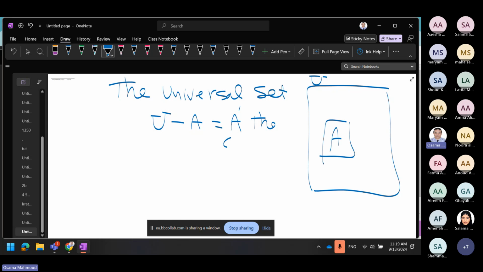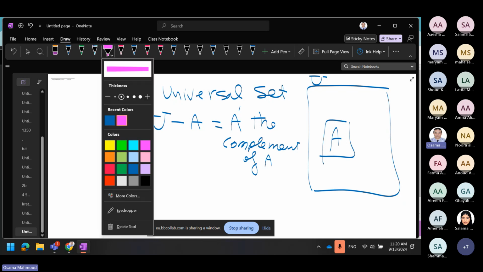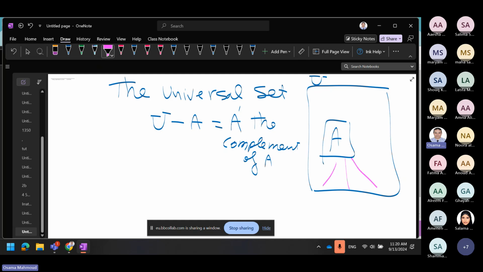The complement of A, right? What is the complement? The elements that are not included in A, right? So this is the A complement here. What about if I would like to write B complement? B complement is also the universal set minus B, right? Now, to subtract, it means you take the elements of A out of U, and what is left is the complement of A, right?